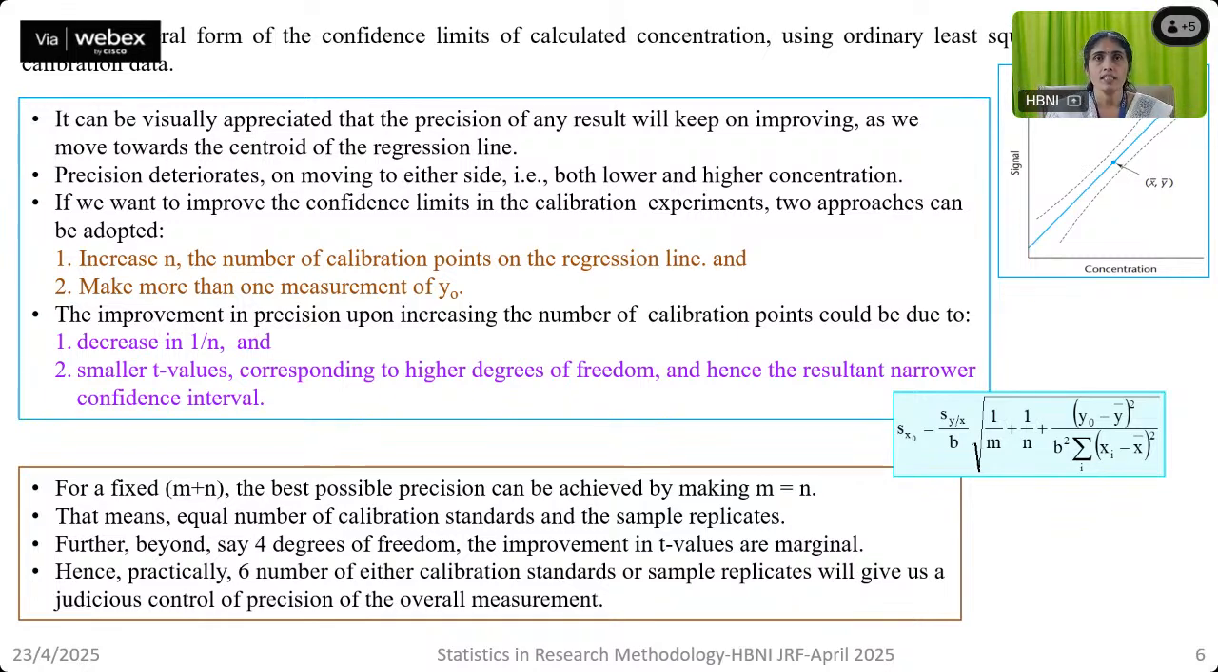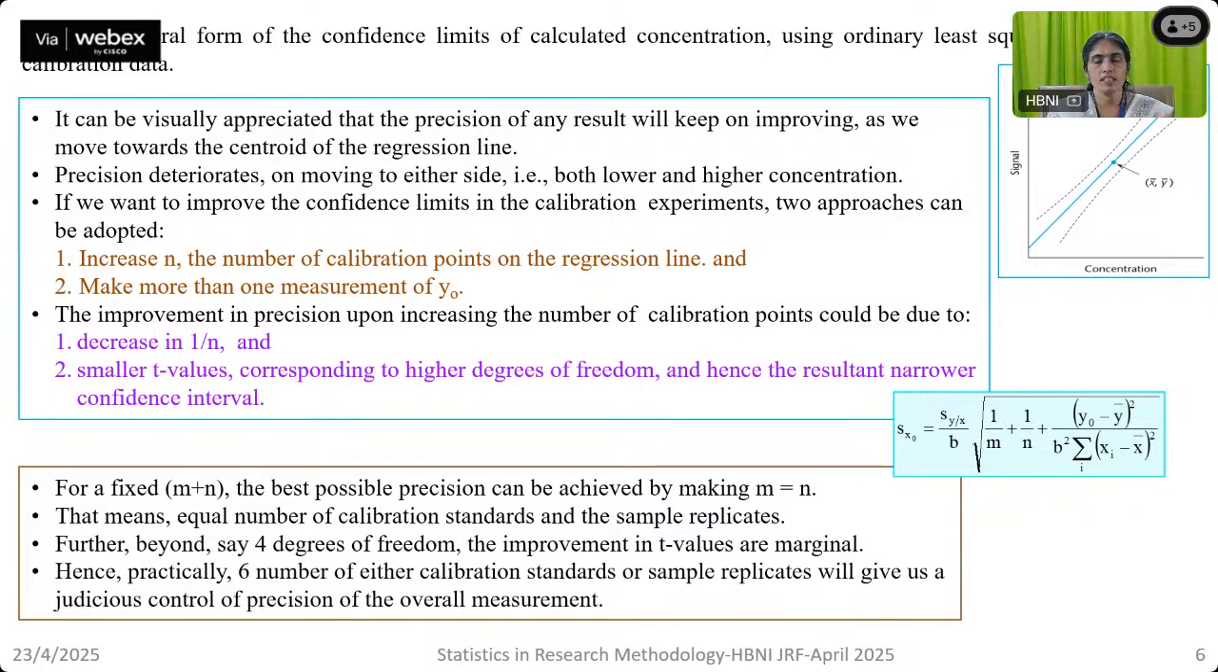Because in the least square fitting, all efforts were to minimize the residuals on fitting. That is what we learned in the previous class. So the error sum will be minimum if the line passes through the center point of the entire set of data. If we want to improve the confidence limit in the calibration experiment, there are two ways we can do it.